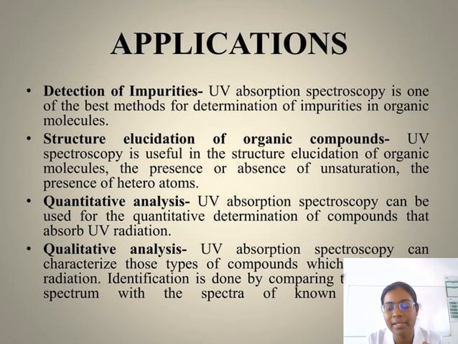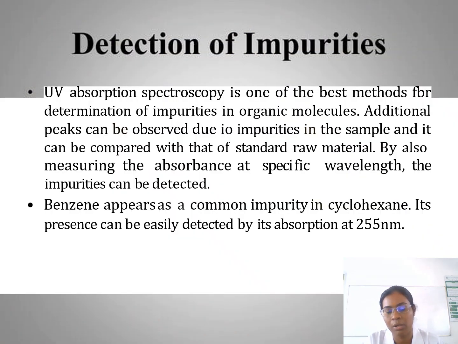And qualitative analysis means which spectroscopy characterizes those types of compounds, and which radiations are present here. This is also used for detecting impurities. So UV absorption spectroscopy is one of the best methods for detection of impurities in organic molecules, meaning carbon containing molecules. Additional peaks can be observed in a UV spectrum.